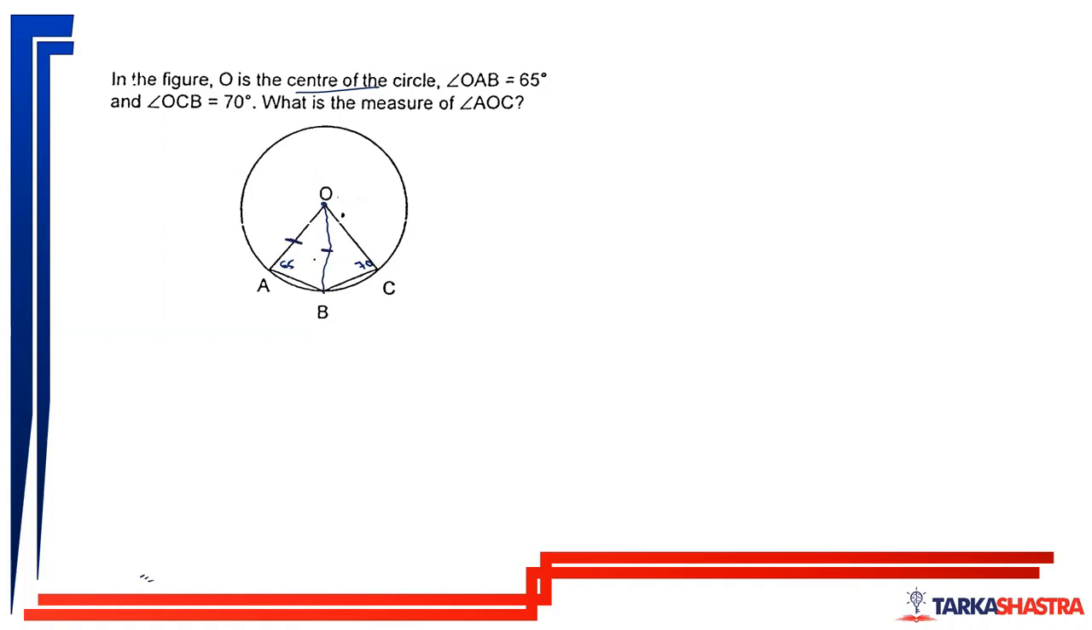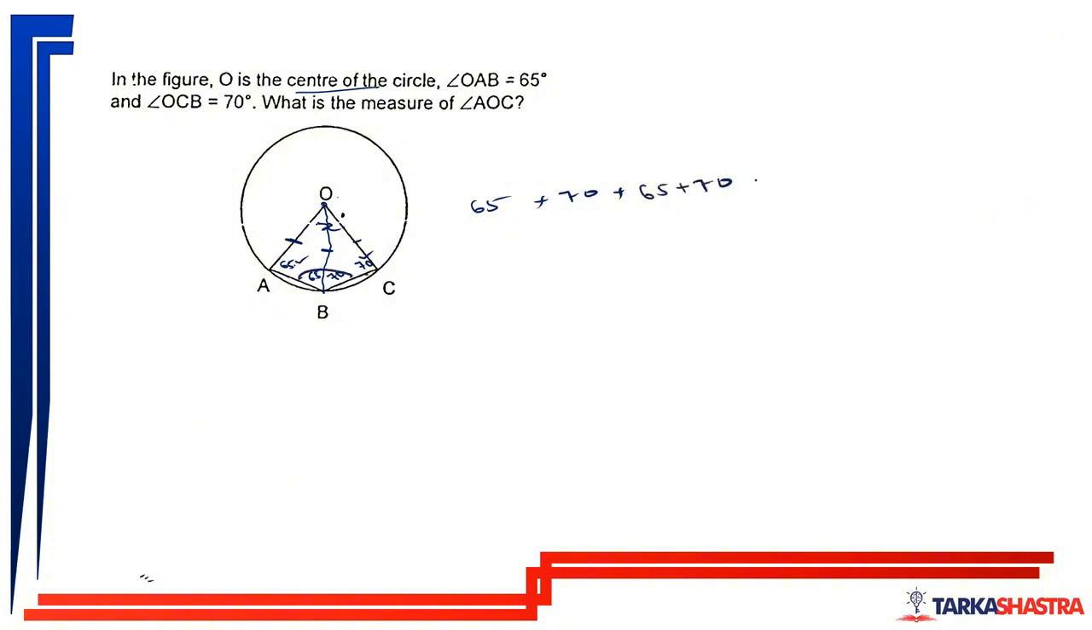So triangle OAB is an isosceles triangle, which means if this is 65, this is also 65. And if this is 70, this is also 70. Correct, 70, 70. Why? Because OBC is also isosceles. Now, this is, let us say, X. This is 65, this is 70.